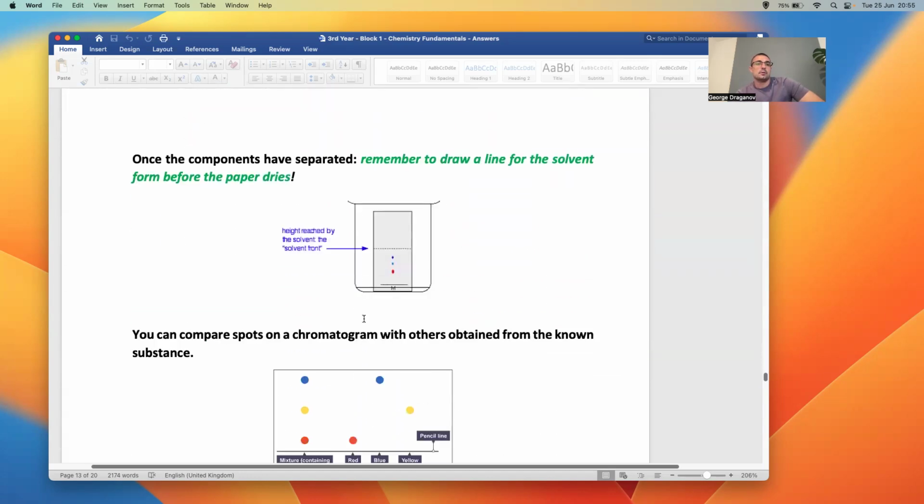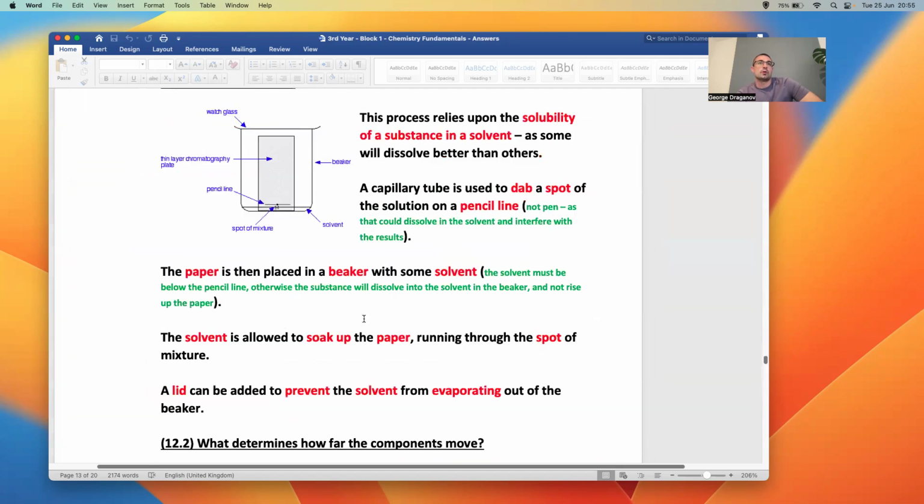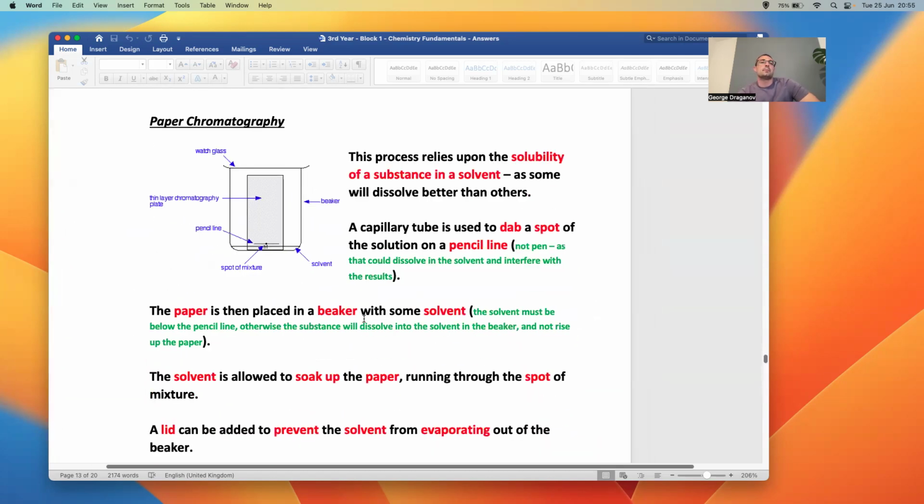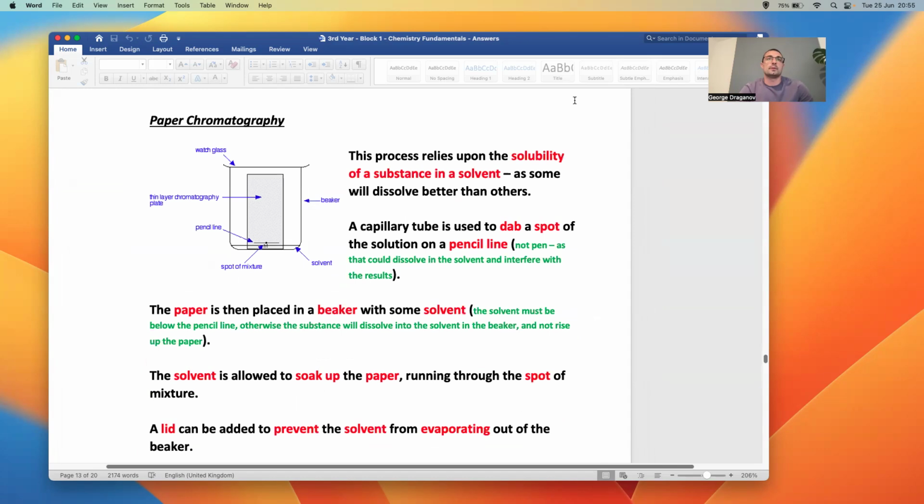Now, the final bit we need to go over is chromatography. So paper chromatography. This will be done in the next lesson. So this is the end of this part. The chromatography is a little bit of a bigger topic, so we will do it in a separate lesson. See you next time.